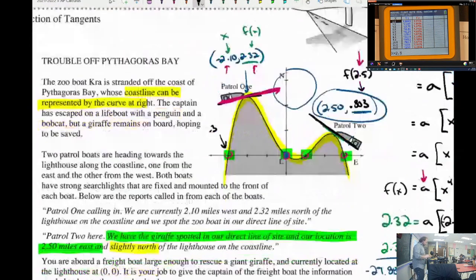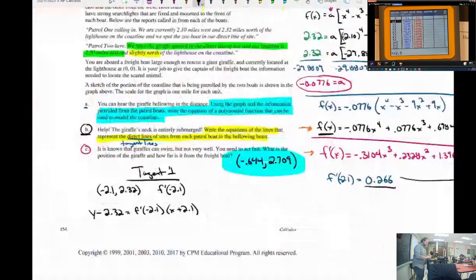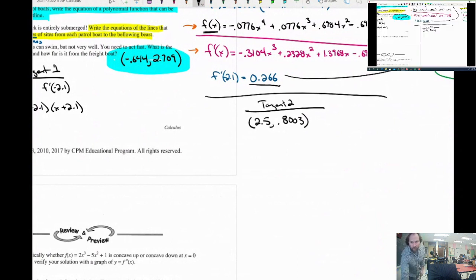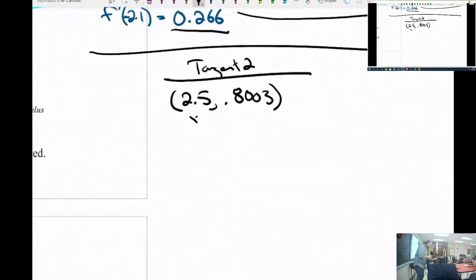Now I'm going to work this problem down in a different space on my workspace here. I'm going to call this tangent 2. We know that the point that it goes through is 2.5, comma, 0.8003. So that's going to be our x1 and our y1 when we go to plug this into point slope form. Or if you want to think about this in the calculus notation, this is going to be our a and our f of a in that formula.